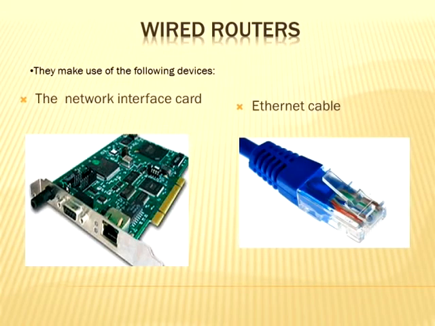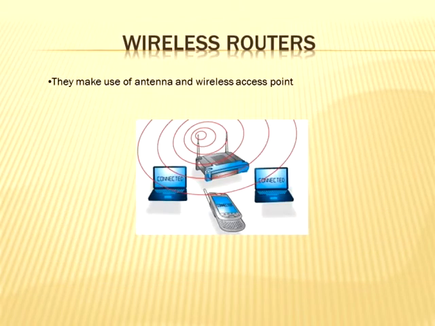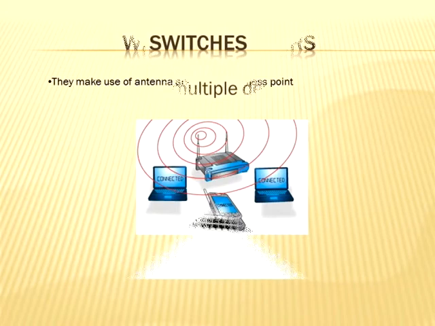The wired routers make use of the network interface card and the RJ45 cables, which are also the Ethernet cables. That's how it connects to other devices. The wireless routers, on the other hand, make use of radio waves to connect various computers together simultaneously on the network.